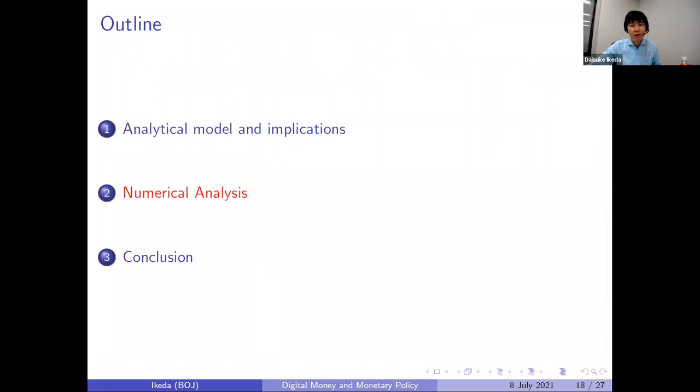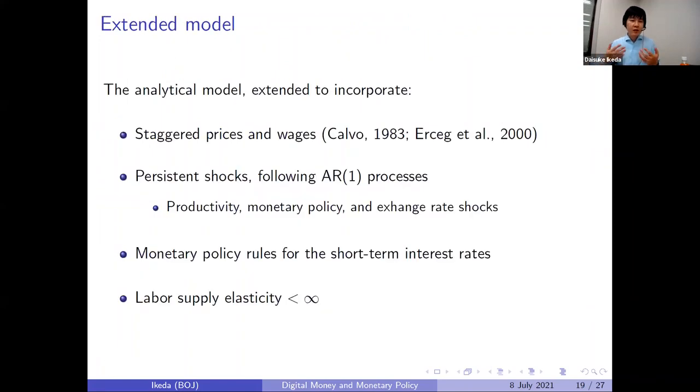Okay. So let me move on to numerical analysis. In the analytical model, I have made a lot of simplifying assumptions, so here I rework some of them. In this extended model for numerical analysis, I consider staggered prices and wages, as in Calvo for prices and Erceg et al. for wages. And I allow shocks to be persistent following AR(1) processes: productivity shock, monetary policy shock, and also exchange rate shocks. Monetary policy's instrument is the short-term nominal interest rate, which is set according to a standard Taylor rule.